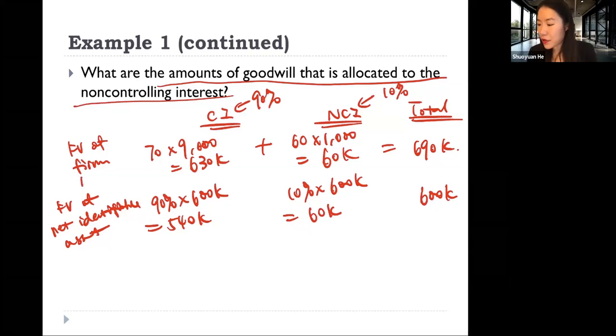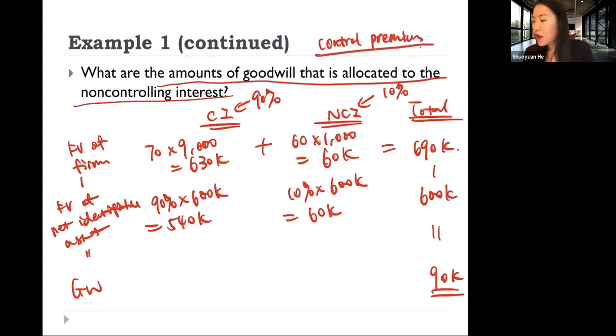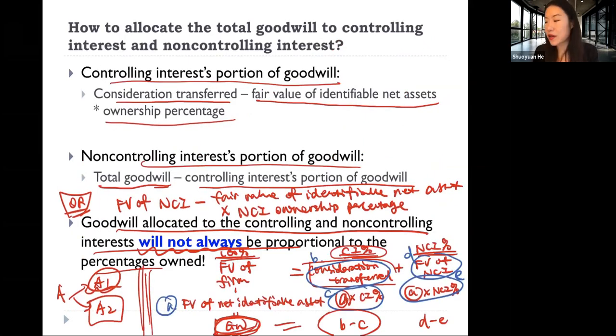The difference between the fair value of the firm and the fair value of all of its net identifiable assets is goodwill. So the total goodwill is 90,000. Then, in the first situation that we said, we have a control premium here. There are two ways to allocate goodwill between controlling and non-controlling interest. The first way is according to what we just said, so it is according to this table here.